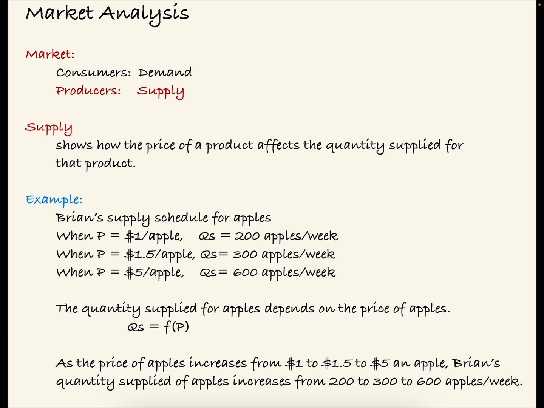We can see from Brian's supply schedule that the quantity supplied for apples depends on the price of apples. Mathematically, we say that the quantity supplied is a function of price. So, as the price of apples increases from $1 to $1.5 to $5 an apple, Brian's quantity supplied of apples increases from 200 to 300 to 600 apples per week.